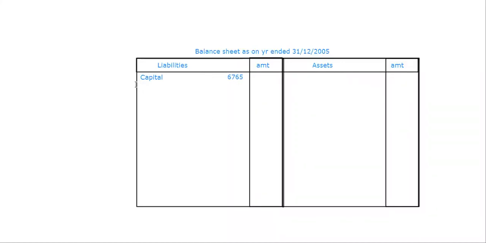And we got a surplus or a deficit? Deficit. Surplus we add, deficit we minus. So 143 is the deficit, and the balance that comes is 6,622. 6622, right? Yes, ma'am.